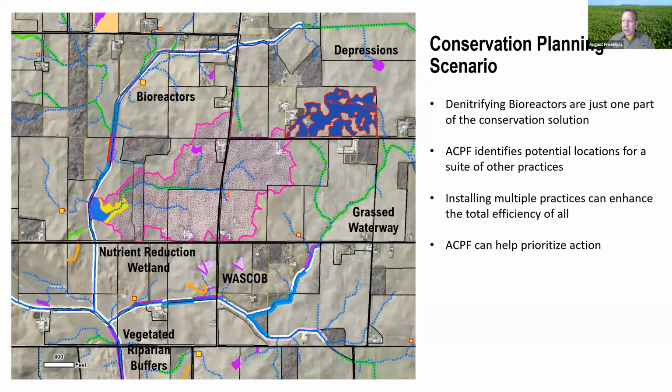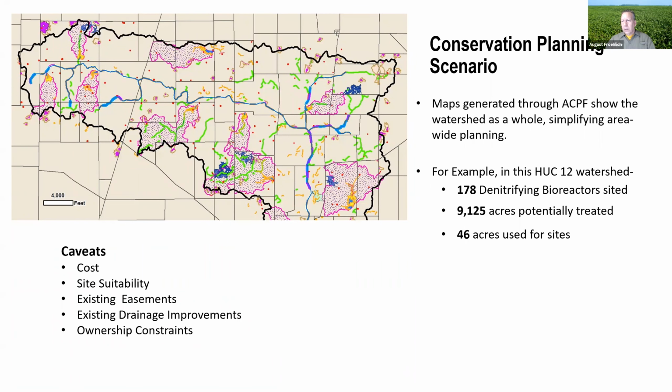But the important thing to remember is that bioreactors are just one practice that the ACPF produces. In its precision agricultural practices, it's got a full suite, and we've talked about most of them now. Nutrient reduction wetlands, the water and sediment control basins, the riparian buffers, grassed waterways, all of those can be used in conjunction to accomplish watershed-wide nutrient reduction and water quantity goals.